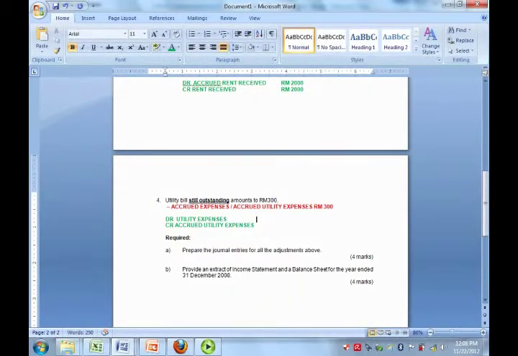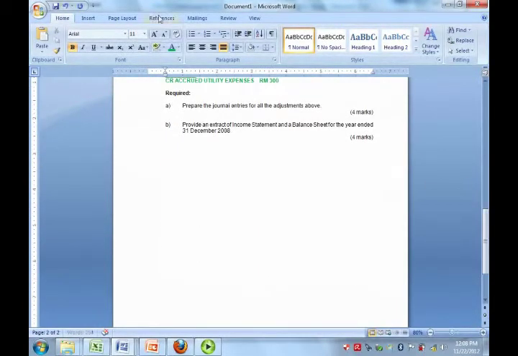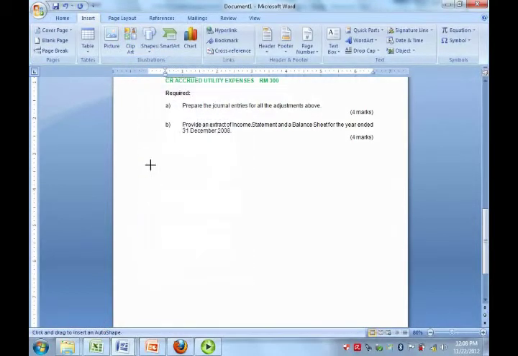So what is the amount of the utility expenses that you just debited? RM 300, and you credit accrued utilities, RM 300. So that is your journal entries. Class, don't forget, actually, what is the format of journal entries? You use journal.